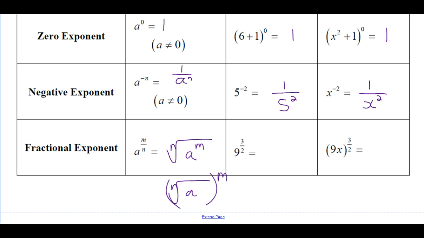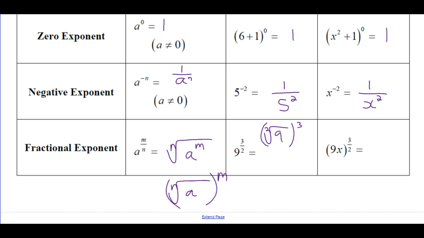So you take the nth root of a, where the bottom number is what root. Like, I can take the cube root of a, and then raise it to the power of m. Or you can raise a to the power of m and then do the root. So if we look at 9 to the 3/2, it's the square root of 9, and then you cube that.